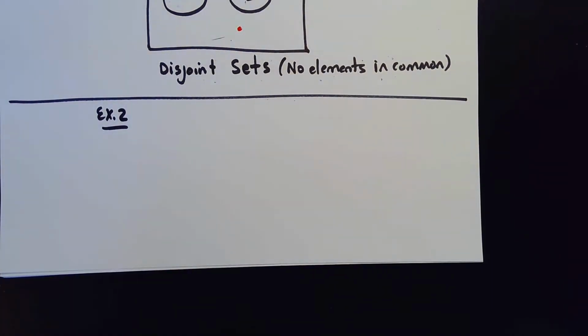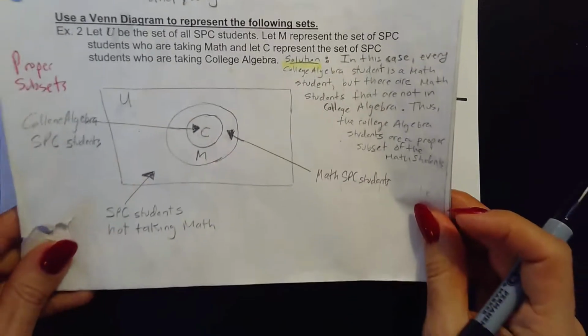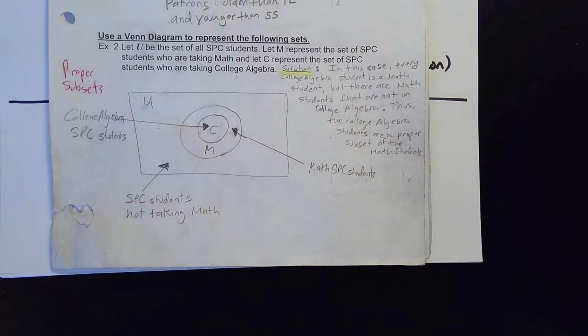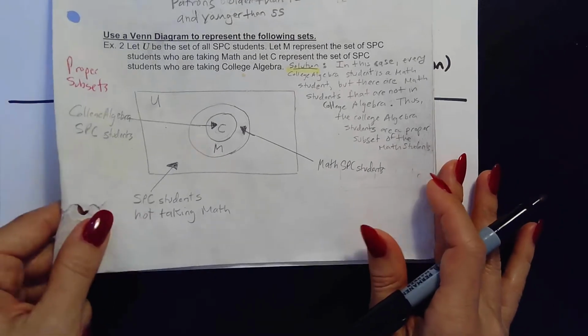And let me put it on the screen so you can see it and we can read it together. Let U be the set of all the SPC students. So that would include you guys, if you're an SPC student, and all of you are because you're taking this class. Now M represents the set of SPC students who are taking math. Again, that would be you. And C represents the set of SPC students who are taking college algebra. So that wouldn't be you, right? So how do I set this up?